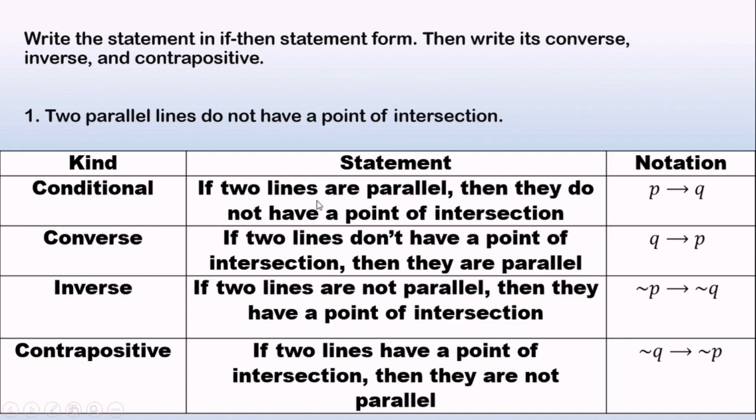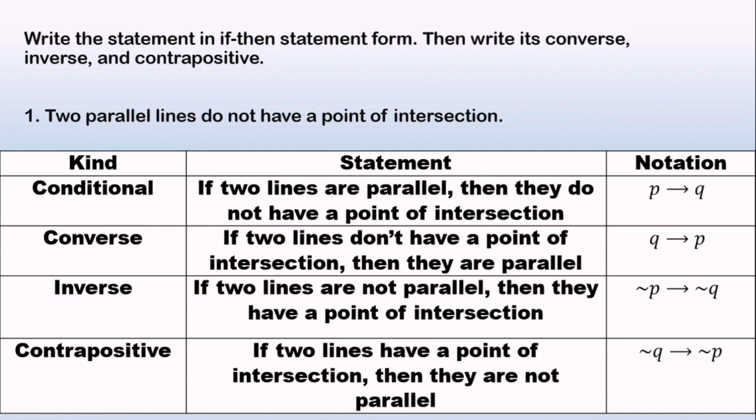Tama naman talaga na if two lines are parallel, then wala talaga silang point of intersection. So that is the notation. Ito pala yung notation natin. P implies Q. Ang converse naman natin is if two lines don't have a point of intersection, then they are parallel. That is Q implies P.